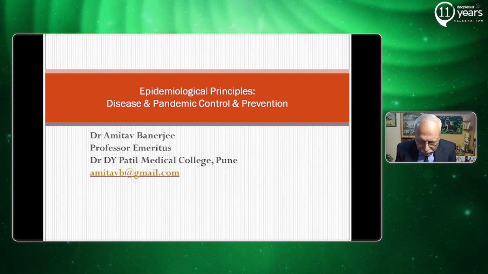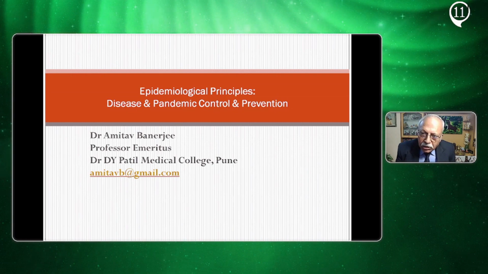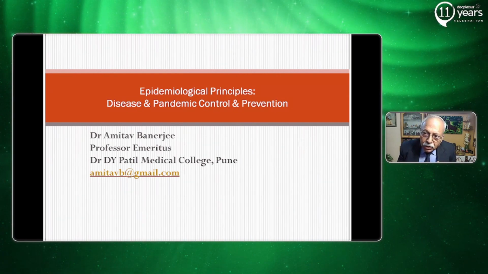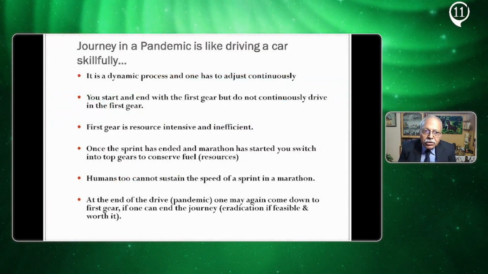Regarding the principles of communicable disease control, if there is a fresh outbreak, you try to contain it so that it does not spread further early in the pandemic. So it is just like driving a car. I'll be just giving some examples.